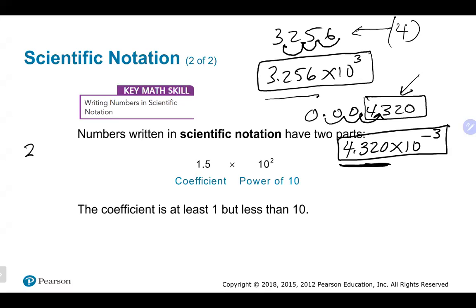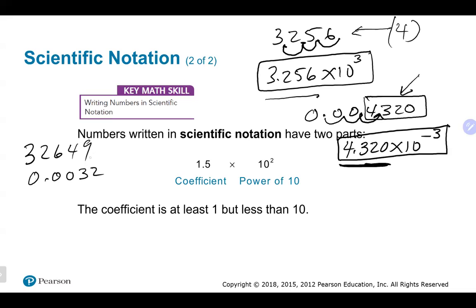So if I had 32649 and I had 0.0032, why don't you write them both in scientific notation real quick?